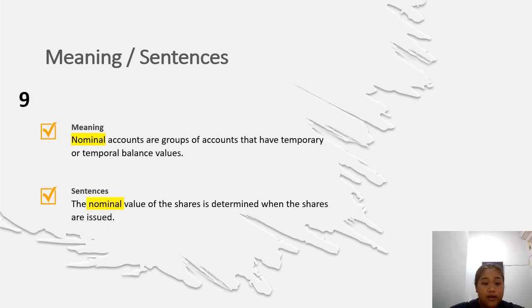Next, number 9. Nominal account or groups of accounts that have temporary or temporal balance values. Sentences: the nominal value of the shares is determined when the shares are issued.